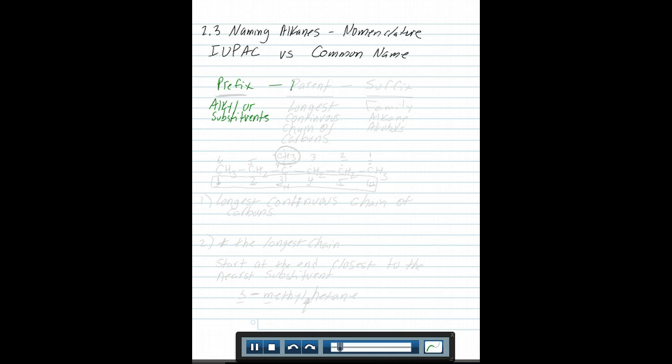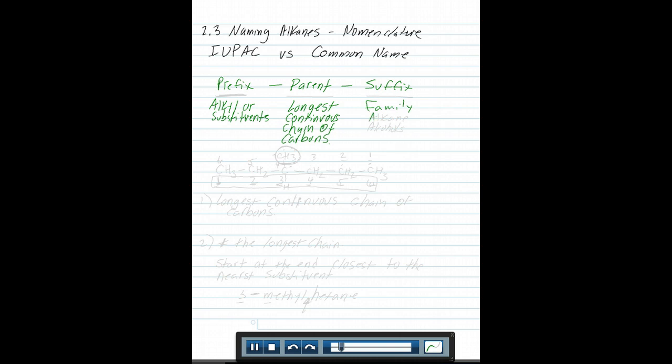Followed by the parent compound. The parent is the longest continuous chain of carbons on your molecule. It might not necessarily be carbons in a straight row. They might actually hook around, but I'll show you examples of how that works. And then the suffix, which is whatever family or group of compounds it comes from.